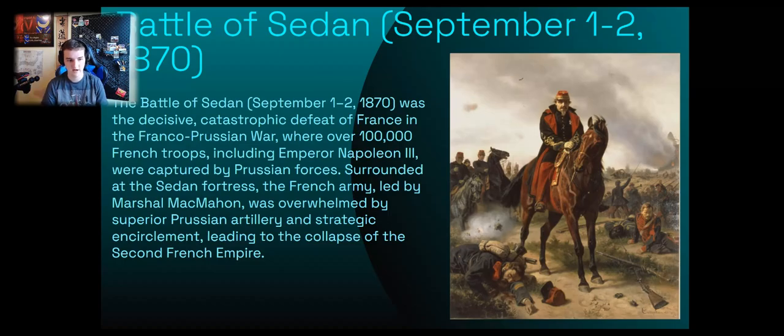Surrounded at the Sedan fortress, the French army, led by Marshal MacMahon, was overwhelmed by the superior Prussian artillery and the strategic encirclement, leading to the collapse of the Second French Empire. So basically, the French did not do so well in this battle against the Prussians. They were overwhelmed by the artillery gunfire, they did not have enough superior guns, and they did not have enough food. So when they were desperate, the Prussians were able to conquer territories inland in France before they were able to capture Paris.